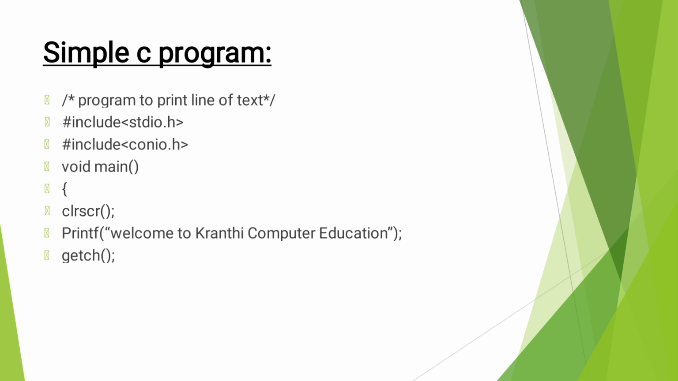This text will be printed as it is on the screen. Next, we write the getch function. The getch function is used to terminate the output window, and the window comes back to the main program window. Lastly, we close the main function. Opening brace, closing brace. Between these two braces, all the program logic should be there. If you run this program, the output we get is: welcome to Kranti Computer Education. This is the text that is printed on the screen.